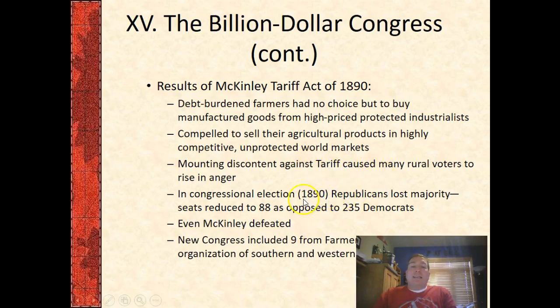In 1890, the Republicans are going to lose control of the Congress, and we're going to find that there's a brand new group of individuals, a farmers' alliance that are united together, of farmers in the South and the West who are mad about what's happening with government.